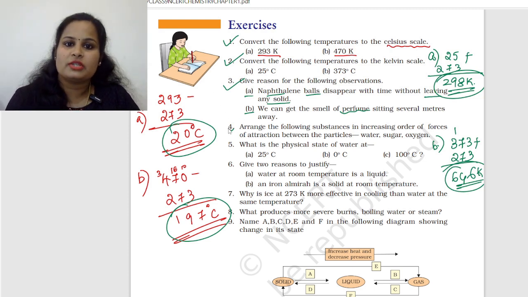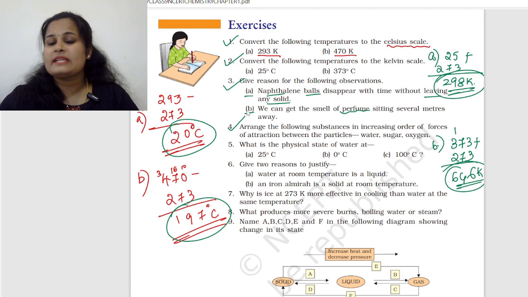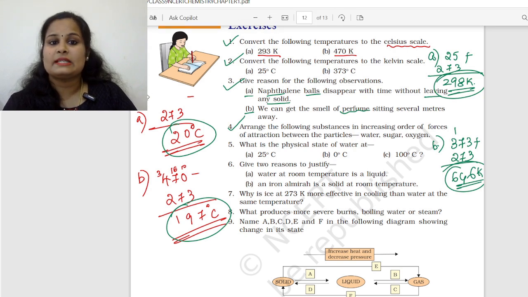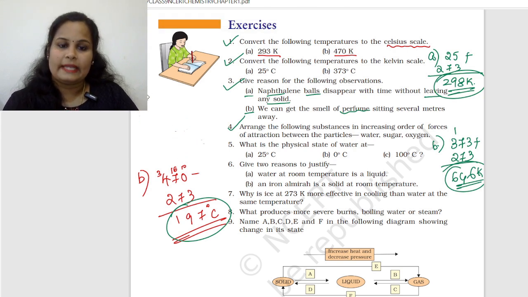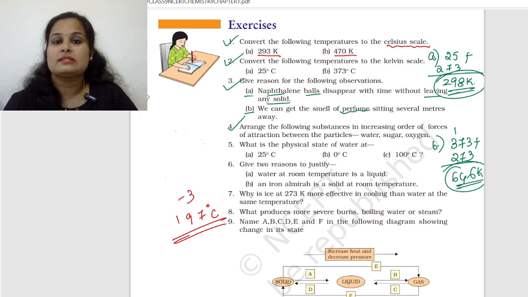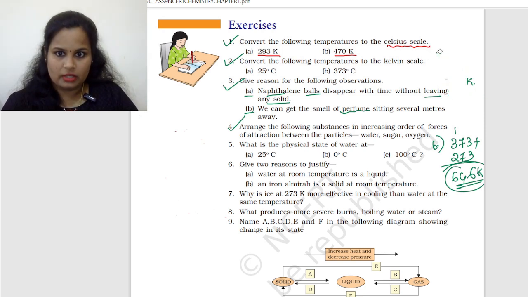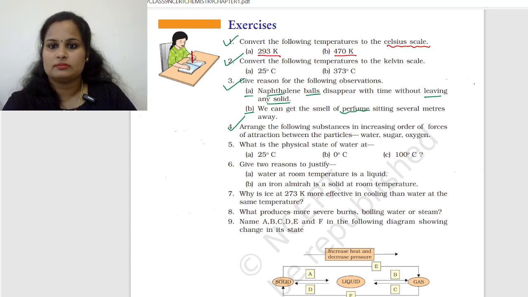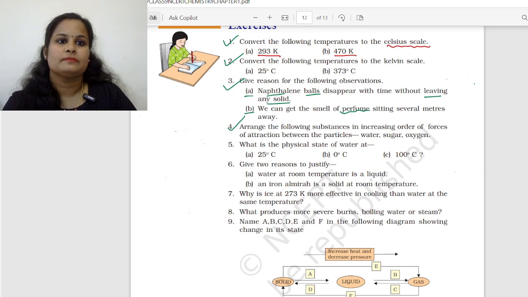Now, going back to the fourth question: arrange the following substances in increasing order of the force of attraction between the particles. Understand that the force of attraction is maximum in case of solids, intermediate in case of liquids, and very less in case of gas. They have given three options over here: water, sugar, and oxygen. So water is liquid in state, sugar is solid in state, and oxygen is a gas.